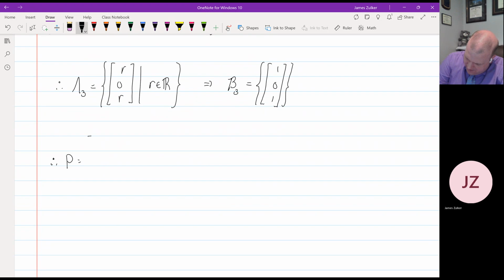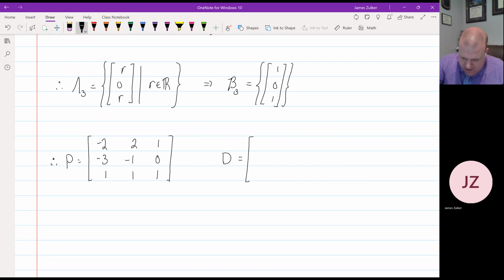So our P matrix: the first column would be the first basis, the second column the second basis, and then the third column the third basis. And their D matrix is 1, 0, 0, 0, 3, 0, 0, 0, 4.